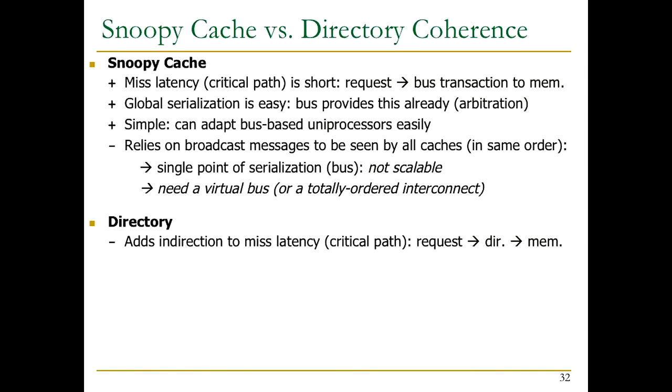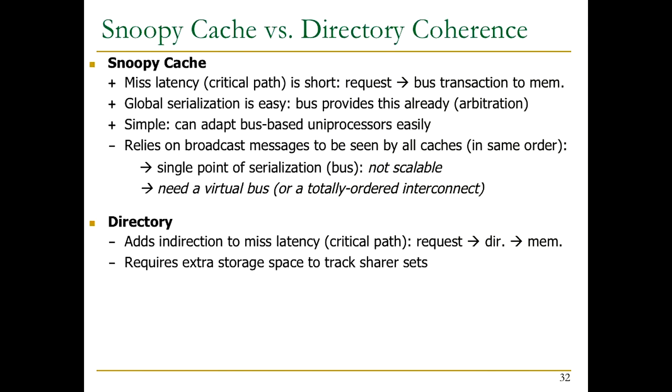Okay, directory, to be consistent over here, basically the big disadvantage is it adds indirection to the miss latency, right? So you have one more hop to go through, and perhaps other mechanisms like the acknowledgement. So directory is basically slow. You add stuff on your critical path. The request needs to go through the directory, and then the directory supplies the data, or tells you how to get the data, or tells someone else to give you the data. Right? So that indirection is costly in terms of performance.